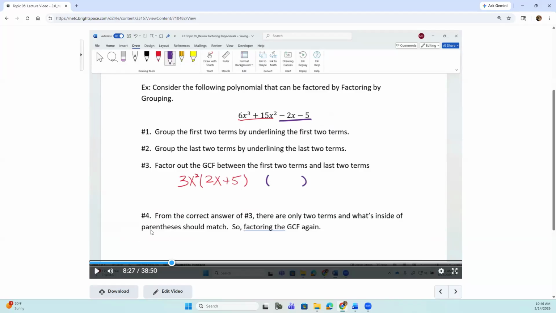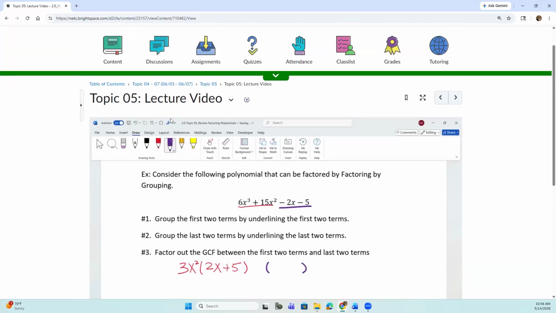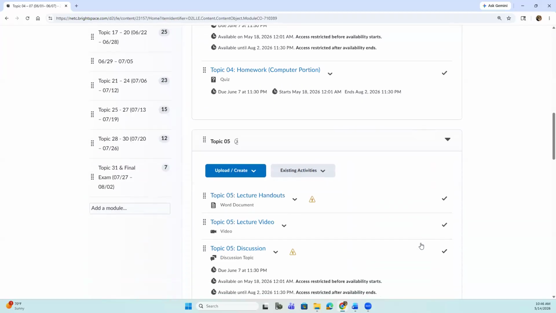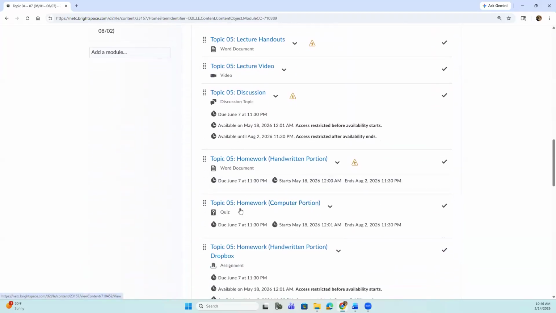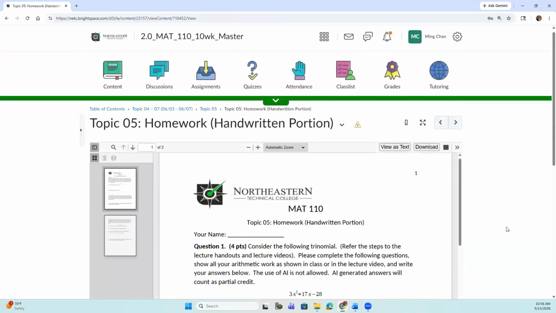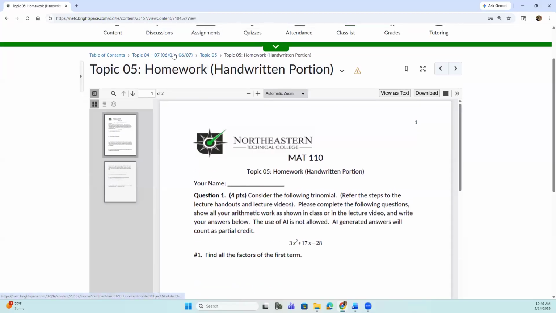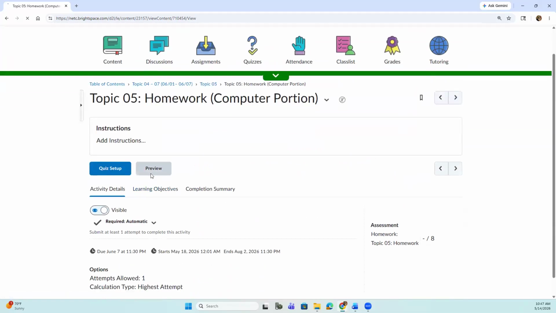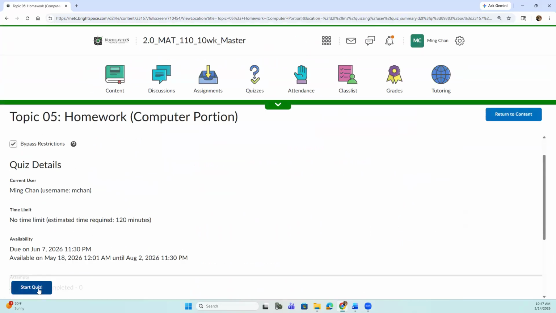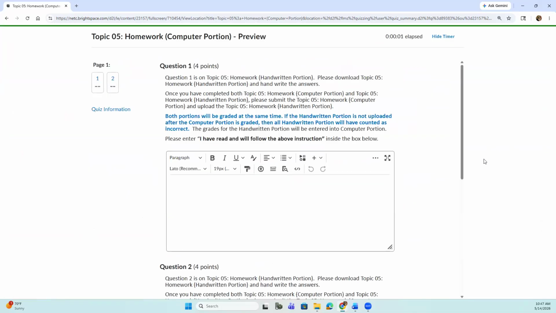After you finish watching the lecture video and take notes on the handout you printed, then you can begin to work on your homework. For topic number 5, for example, there are two parts of the homework. One part is handwritten, one part is a computer portion. What I need you to do is to first print or copy down the handwritten portion of the homework, and then you can open the computer portion next. So let's open this up.